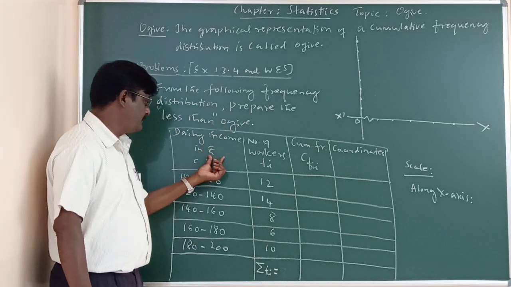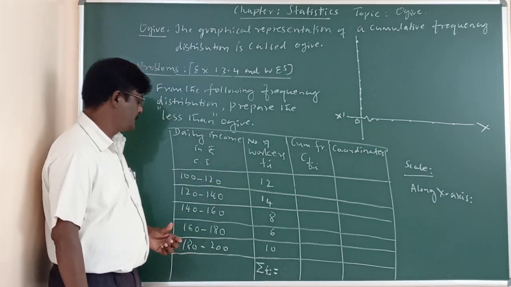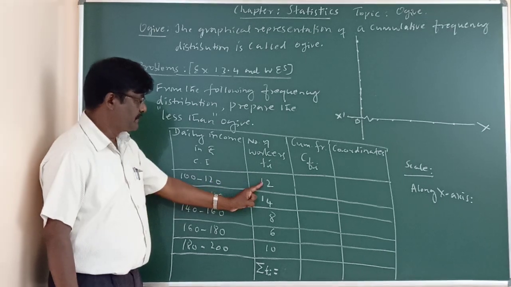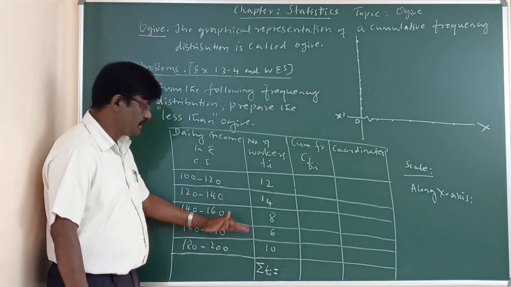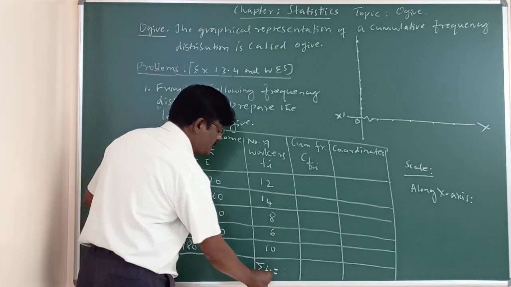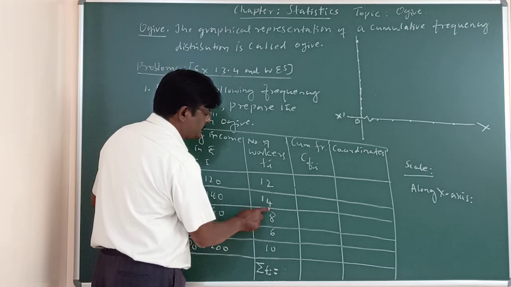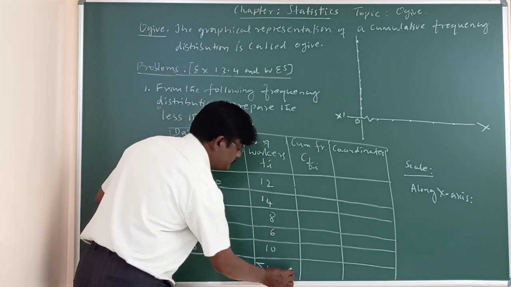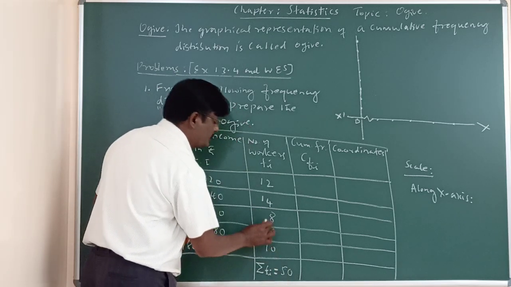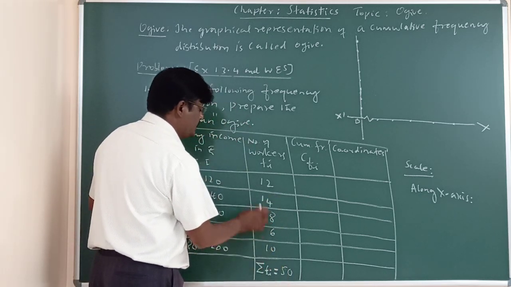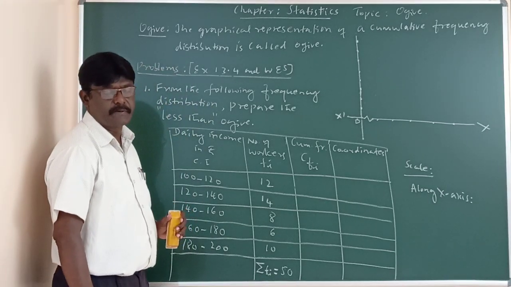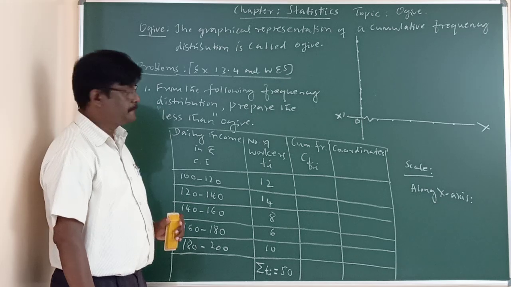Okay. Now the given frequency distribution is this. Class interval 100 to 120, frequencies 12, like that it continues. Okay. First, as usual, we shall get sigma f: 12, 14, 8, 6, 10, which is 50. So 14, 8, 6, 10. Sigma f is 50. That is nothing but n, sum of all the frequencies.